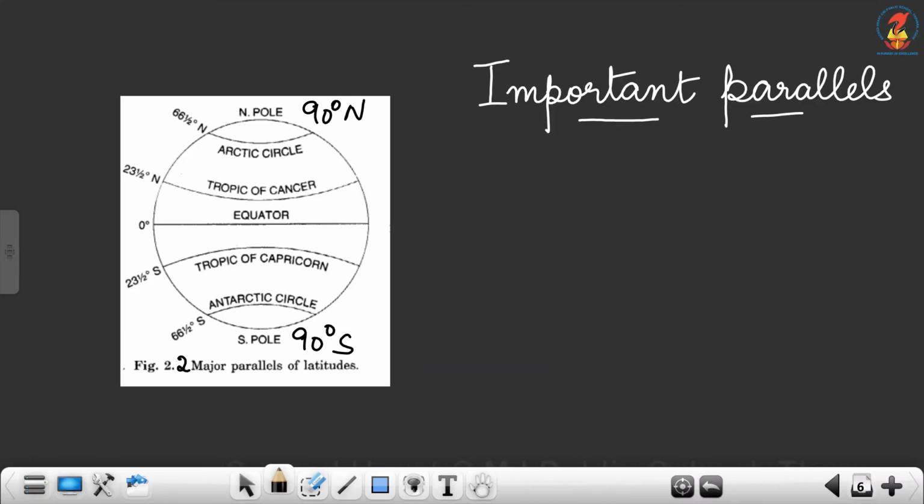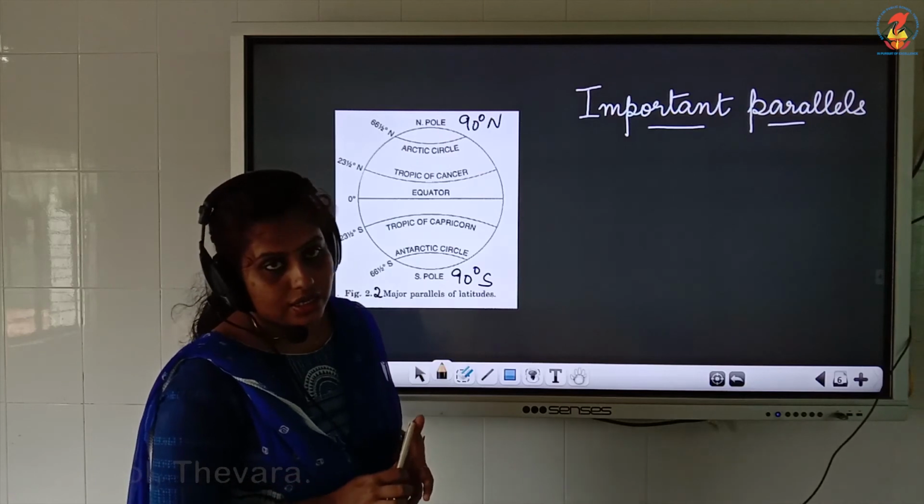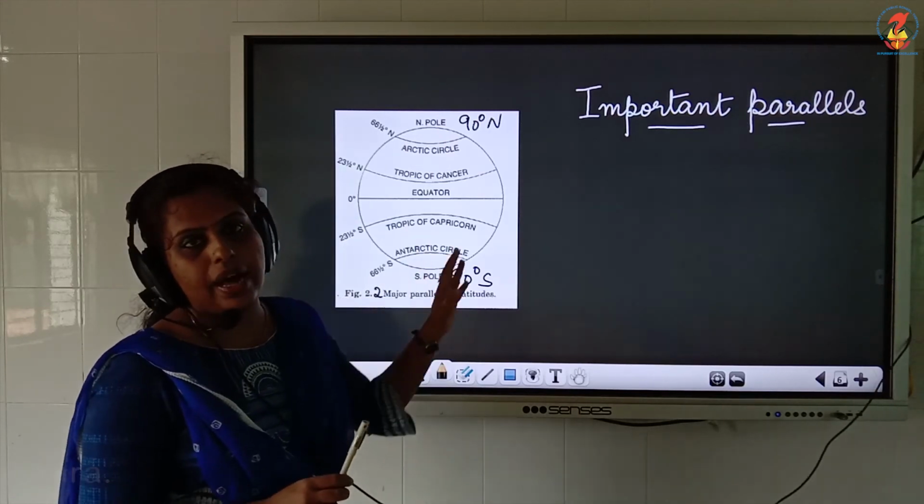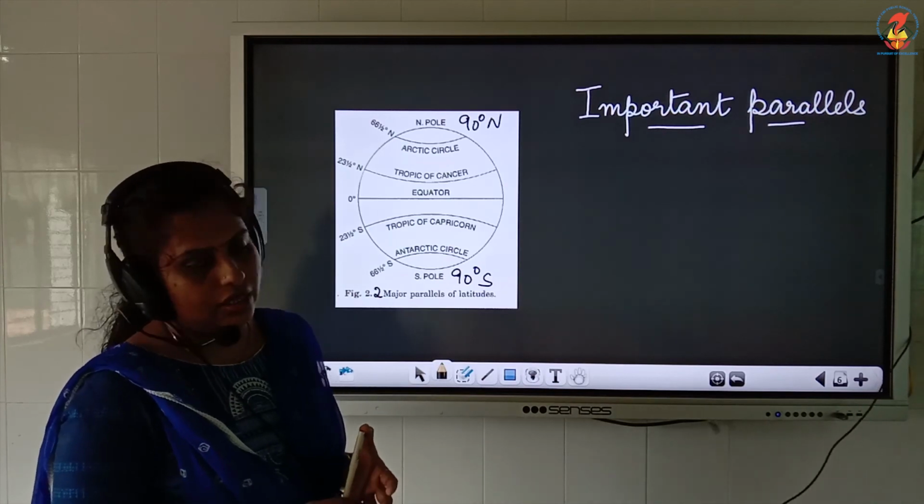Another important thing you have to learn is this Arctic Circle and Antarctic Circle are called the polar circles. Okay, they are complete circles. They are called polar circles. Okay, so these are the important parallels you have to learn in this chapter.